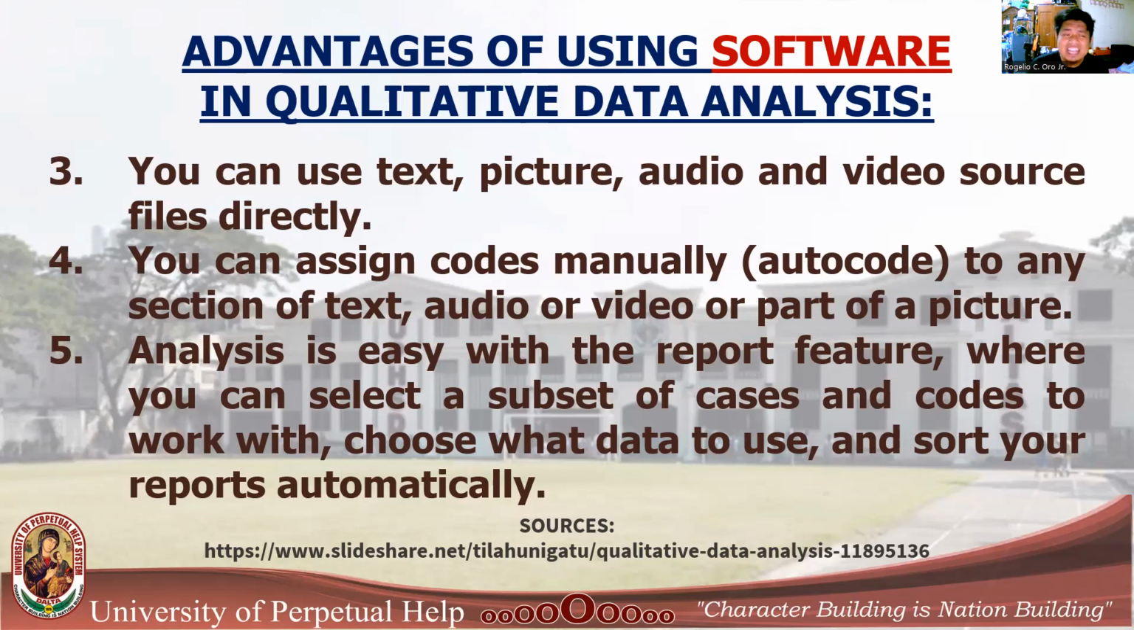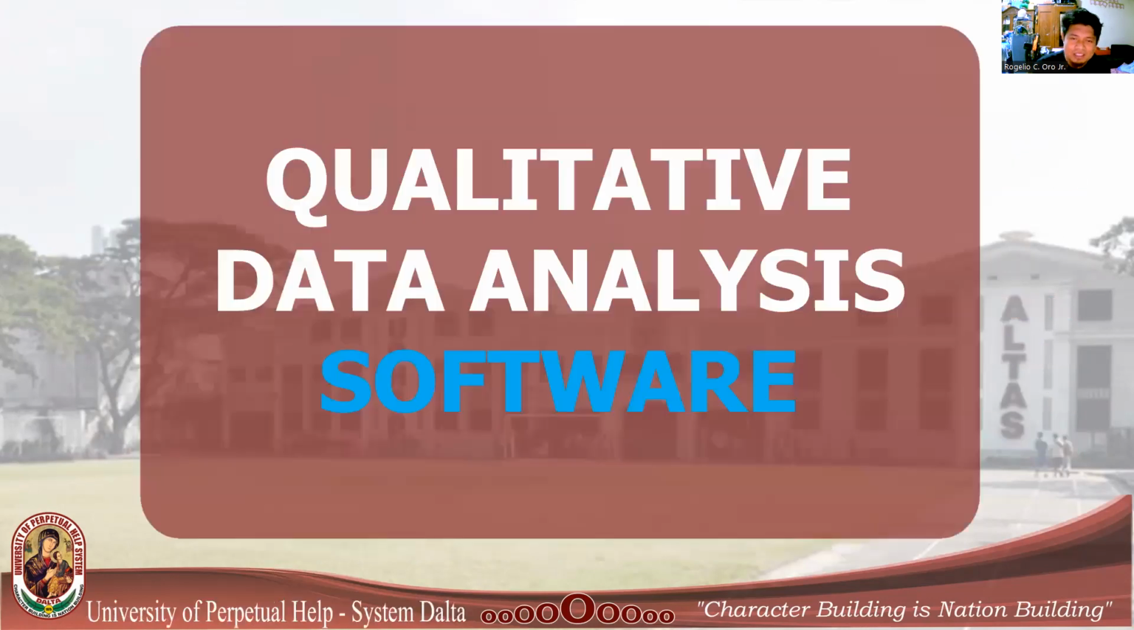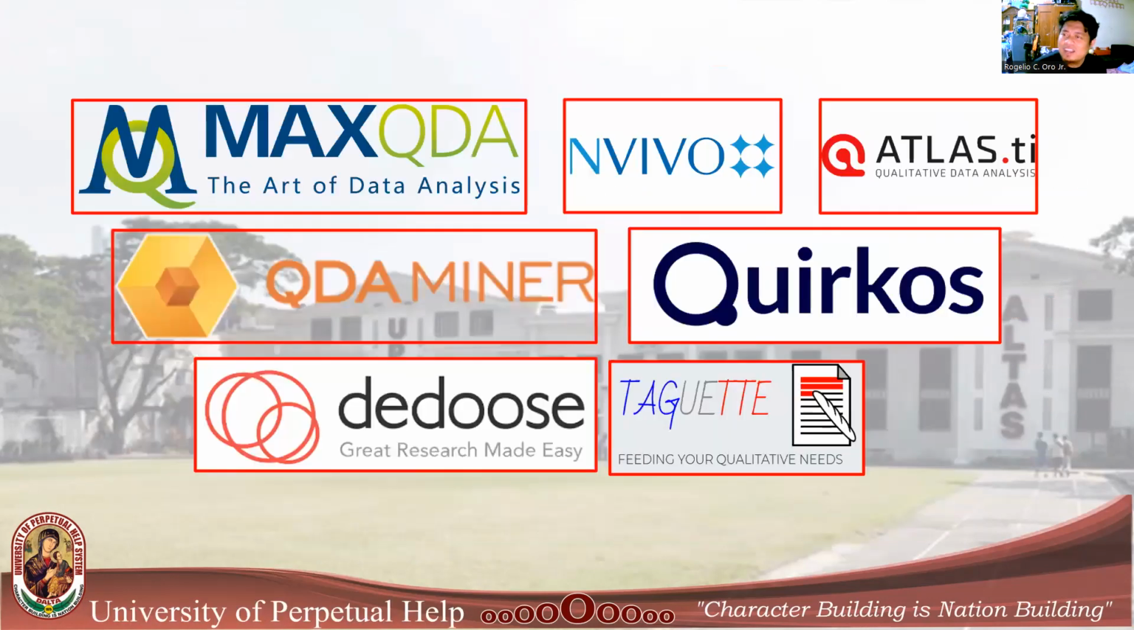And for the last, analysis is easy with the report feature where you can select a subset of cases and codes to work with, choose what data to use, and sort your reports automatically. So those are some advantages of using software in qualitative data analysis. So what are you waiting for? Let's use some software.